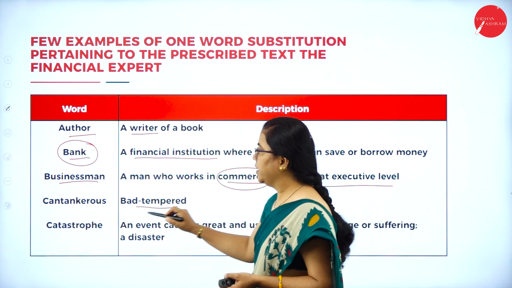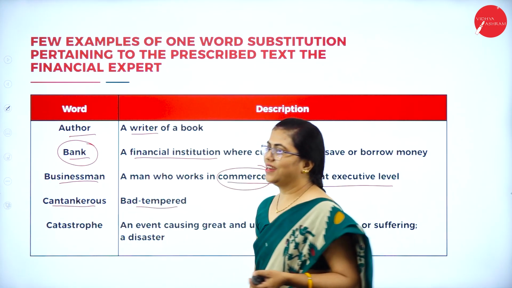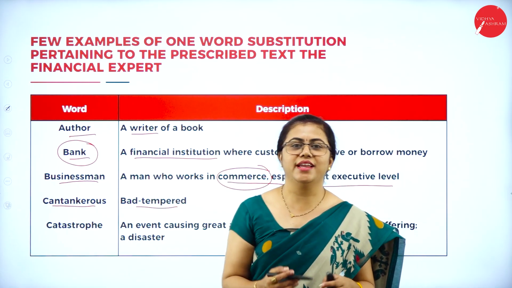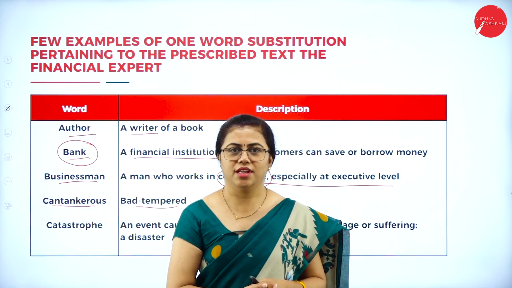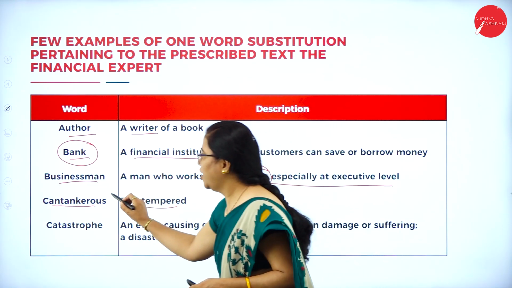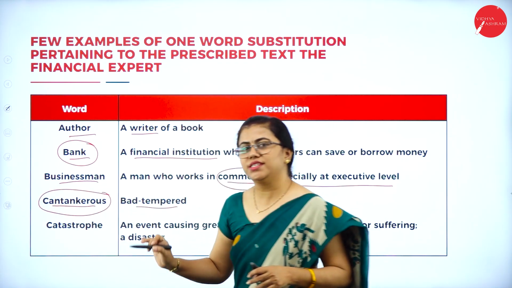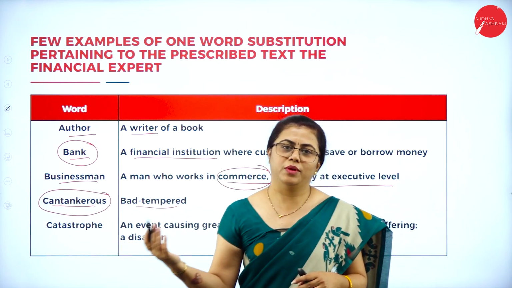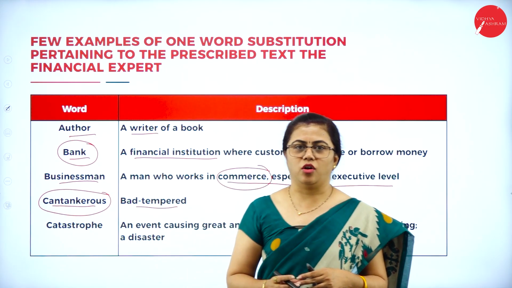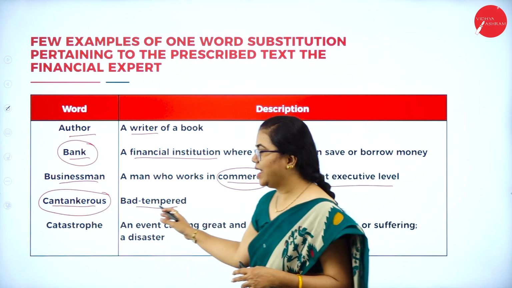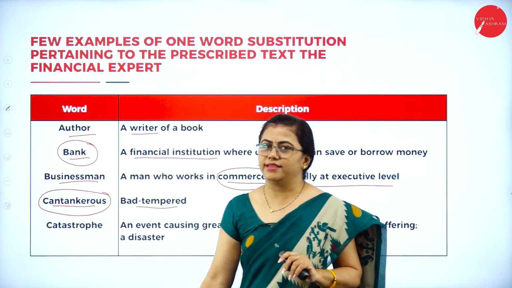So bad-tempered is nothing but cantankerous. Margaya is referred to as a cantankerous person. It is not a very common word, so you just keep it in mind. You may not be asked about that word at all. But since that is there in the text, I've just cited that example to you.